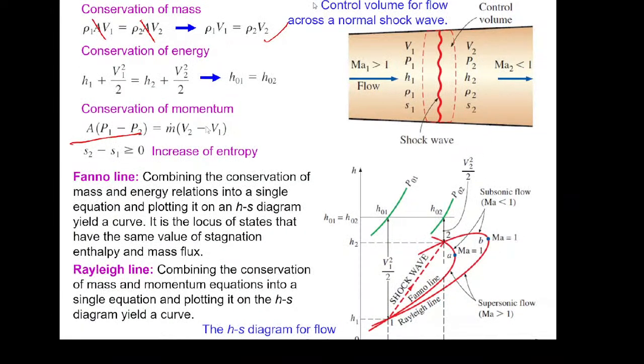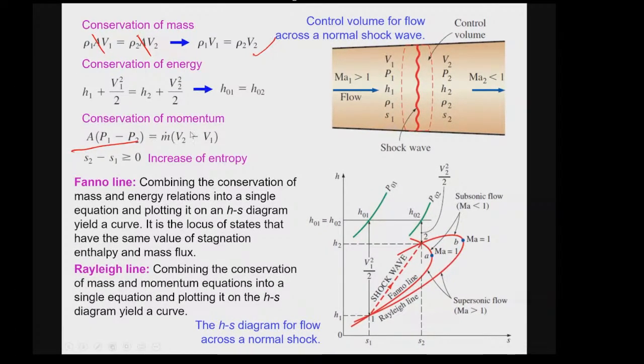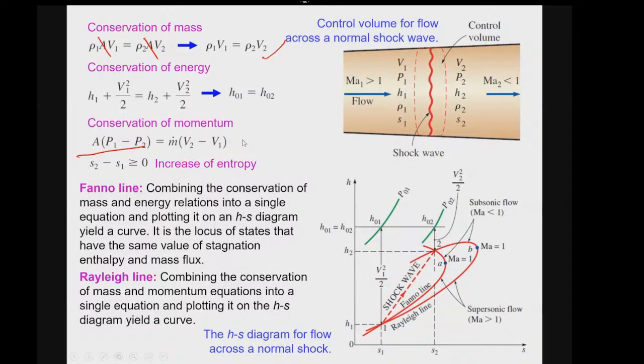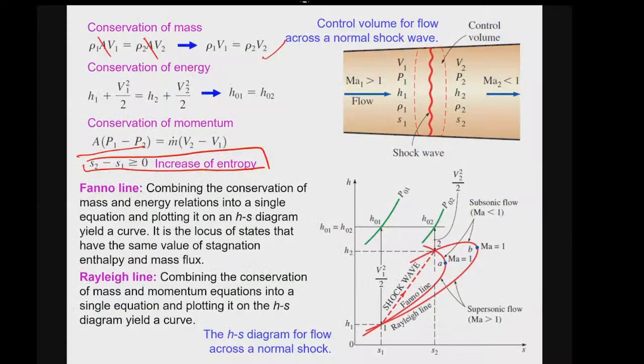And the conservation of momentum is denoted by this formula: the area times (P1 minus P2) equals the mass flow rate times (V2 minus V1). Another important thing: when a normal shock occurs, there is an increase of entropy. The entropy change is given by S2 minus S1, and this must be greater than or equal to 0. Next we see the enthalpy versus entropy diagram for the shock wave. Combining the conservation of mass and energy relations into a single equation and plotting it on an h-s diagram yields a curve. It is the locus of the states that have the same value of stagnation enthalpy and mass flux.